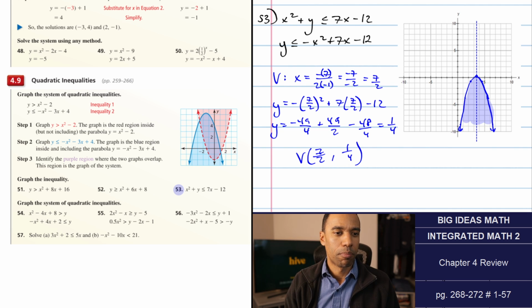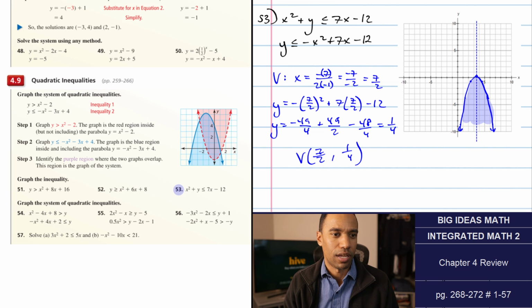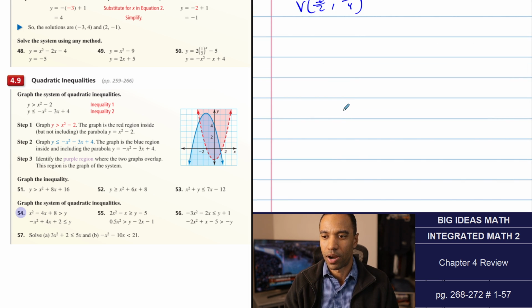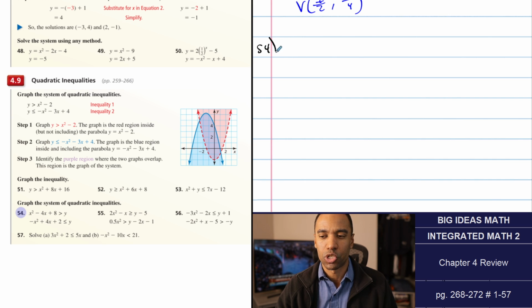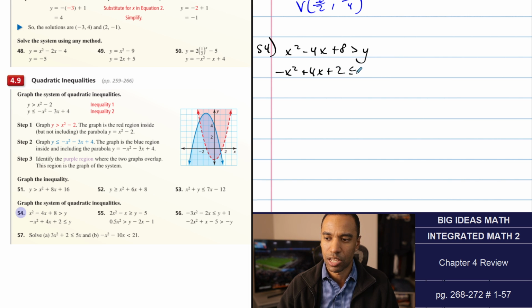I got 4 more problems to go. I hope I have enough room on the old computer here with 2 hours done. I should have. Number 54, graph the system of quadratic inequalities. This one probably gives me an option to do some completing the square, stuff like that. But graphing the system, you're just graphing 2 and 1 now. So I have x squared minus 4x plus 8 is greater than y. And -x squared plus 4x plus 2 is less than or equal to y.